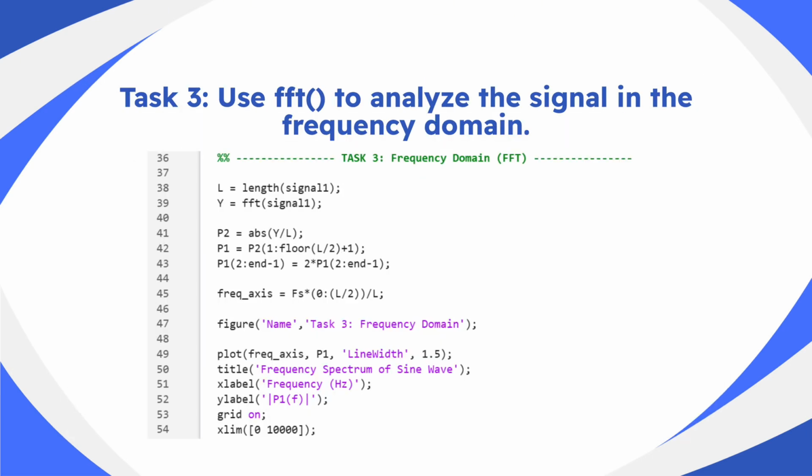Task 3, FFT analysis. For task 3, we use the fast Fourier transform, or FFT, to analyze the signal in the frequency domain. FFT converts a signal from the time domain into the frequency domain. This allows us to identify the frequency components contained within the signal. The MATLAB code calculates the FFT and generates the frequency spectrum of the sinusoidal signal.